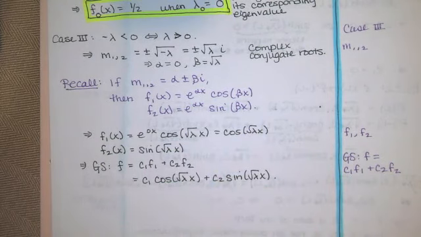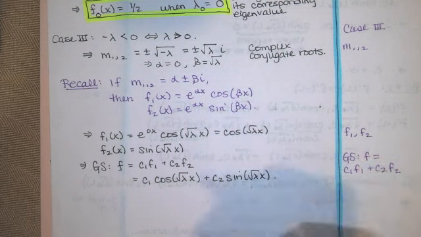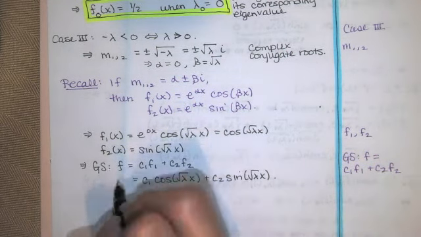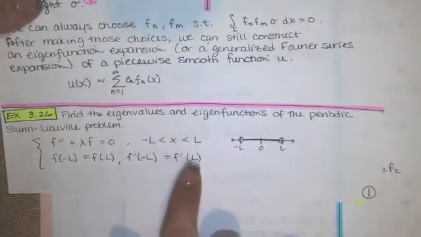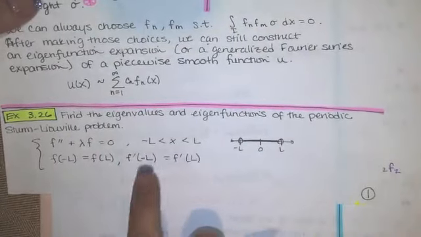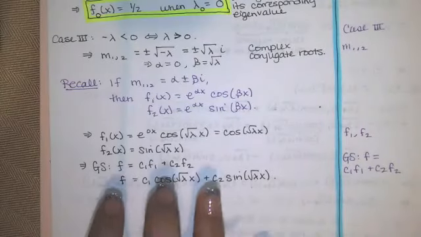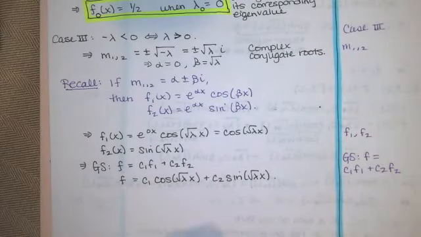In order to figure that out, we're going to use our two boundary conditions. Now, our second boundary condition involved derivatives. I needed f prime of L and f prime of negative L to be equal to each other. So it's helpful to take the derivative before we even get started.